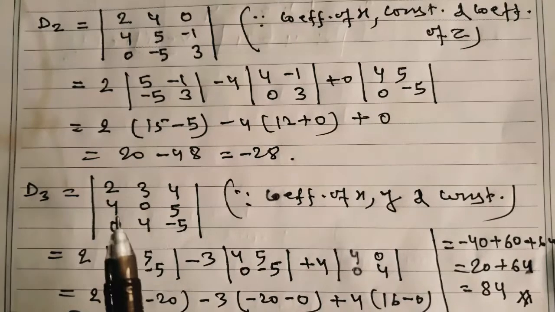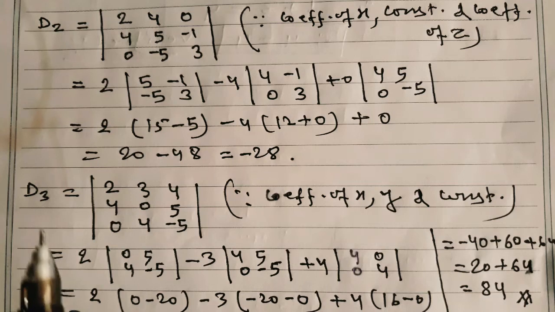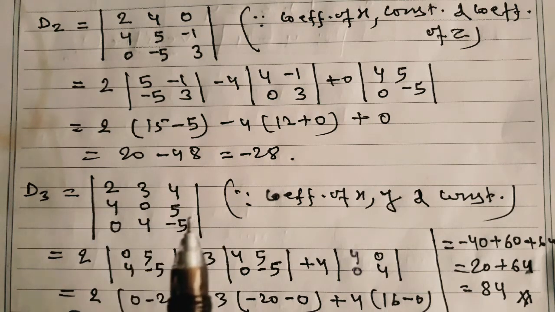We have taken the coefficients of X, Y, and the constant. Then we get the value of D3. Now, to get the value of this determinant, we choose the first row and expand it. The elements of the first row are 2, 3, 4, and the signs we have to take are plus, minus, plus, according to the sign rule.